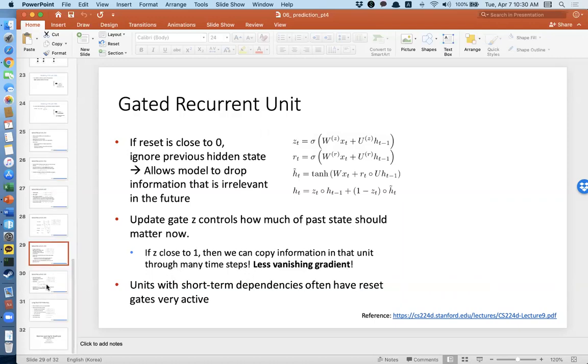All right. And interestingly, the way that gates work depends on the problem that you're solving. If your sequence requires that you memorize long-term information, then the update and reset gates will adaptively do so. If your task does not depend on previous information a lot, then the update and reset gates will also be activated to do so. So it's a pretty flexible framework.